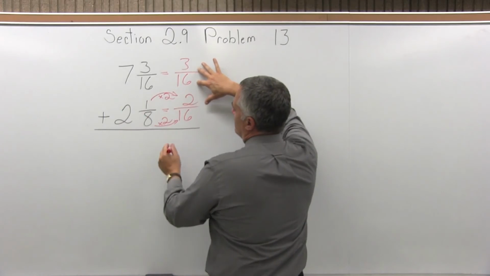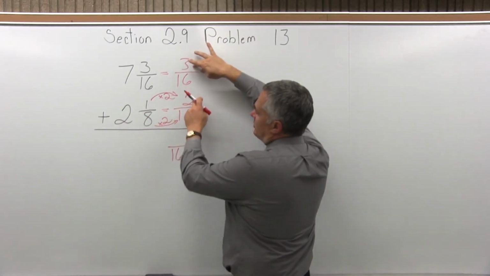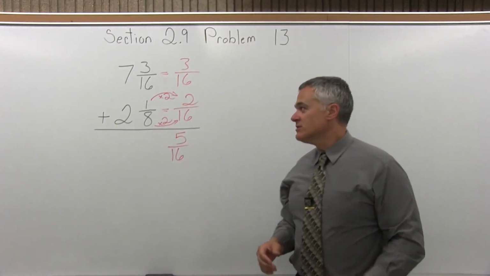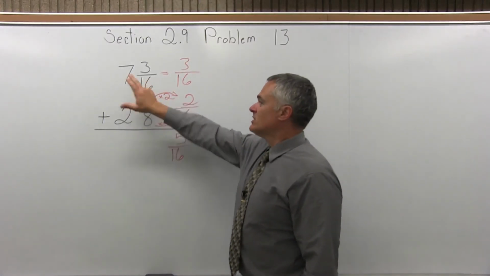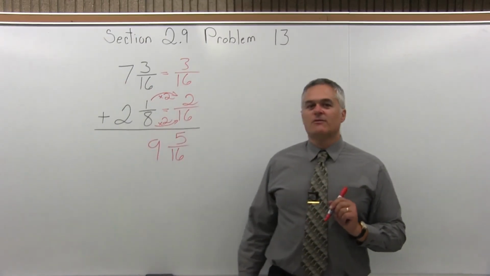And I'm adding. So my common denominator is 16. Let me add the numerators. 3 plus 2 more is 5. Don't forget you have whole numbers that you have to add together. 7 plus 2 more is 9. So my answer is 9 5/16.